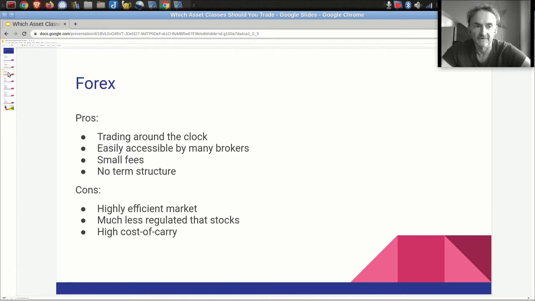The fees are fairly small, although you've got to be really careful with this. It often looks really small, but there are other hidden costs that could come in. And again, Forex does not have a term structure, so what you see is what you get. It never really changes.